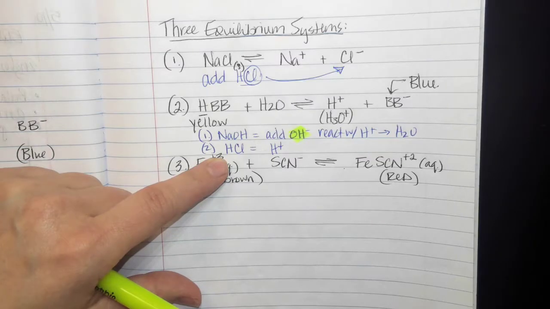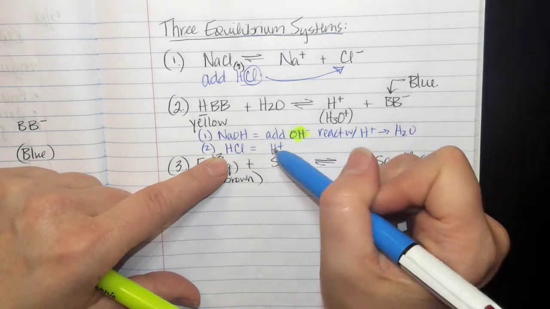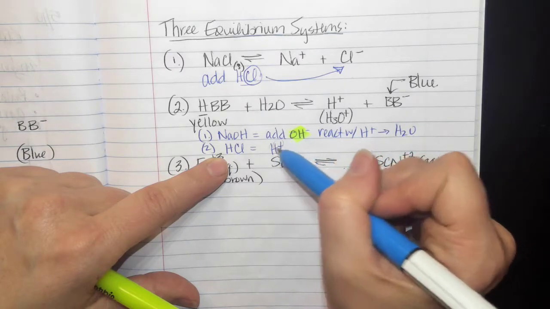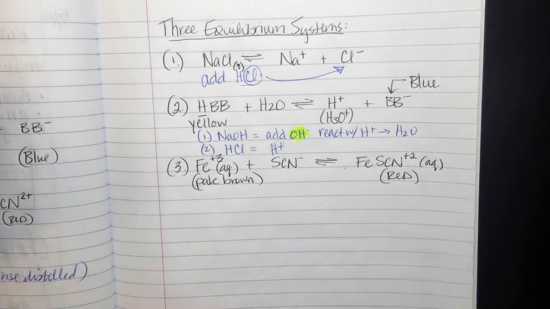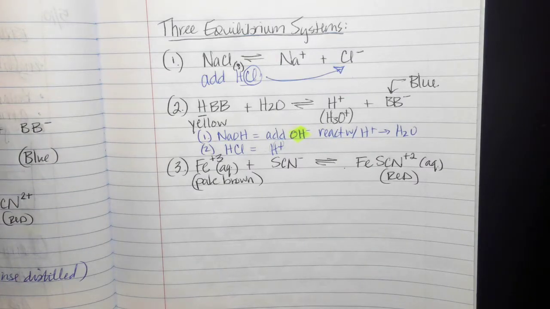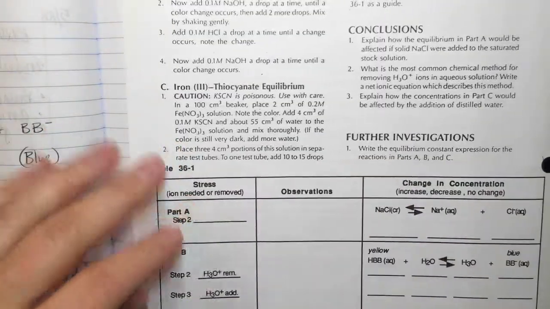So we're going to do this 3 times. We're going to add OH, and we're going to see what happens. Then we're going to add HCl, which means we're adding H, and we're going to see what happens. And then we're going to add OH again, and we're going to see what happens. Maybe. We'll see.